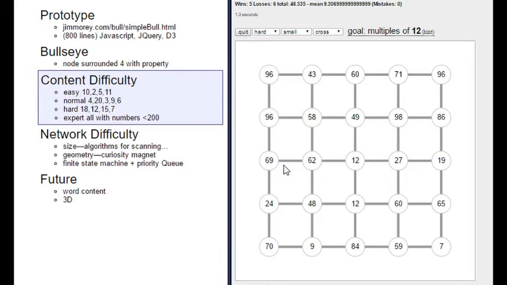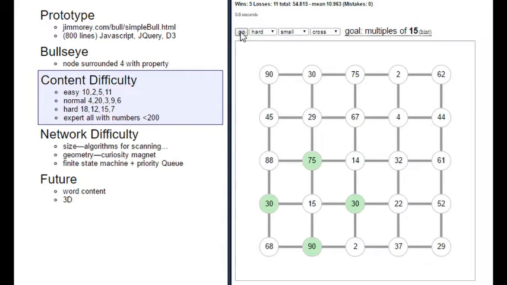Hard includes more tricky ones: 12, 18, 15, and 7. I think 7 is the most difficult one because there is no real math trick to figure out if something's a multiple of 7. You essentially have to just recognize these. In this case, you might not have recognized that 91 is a multiple of 7.